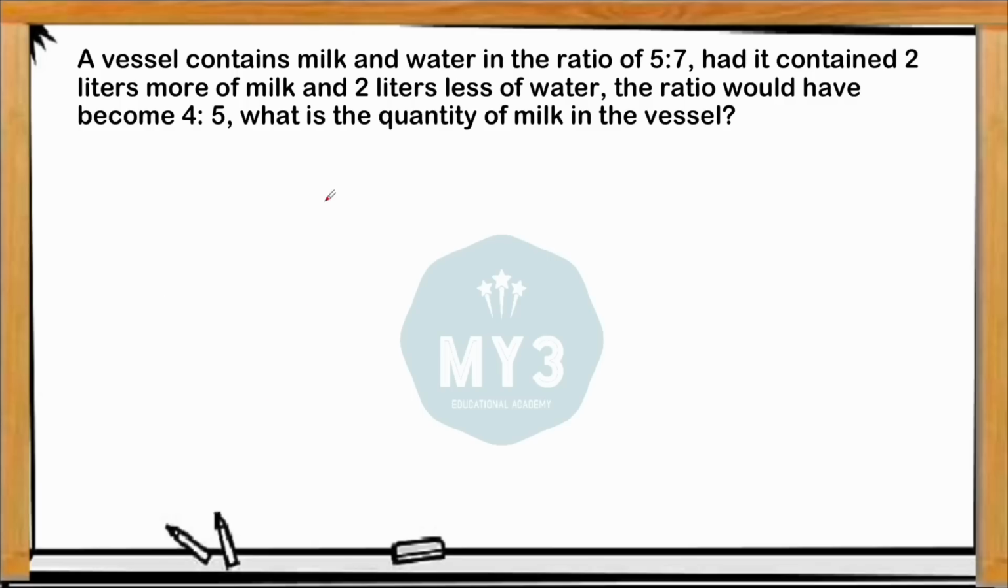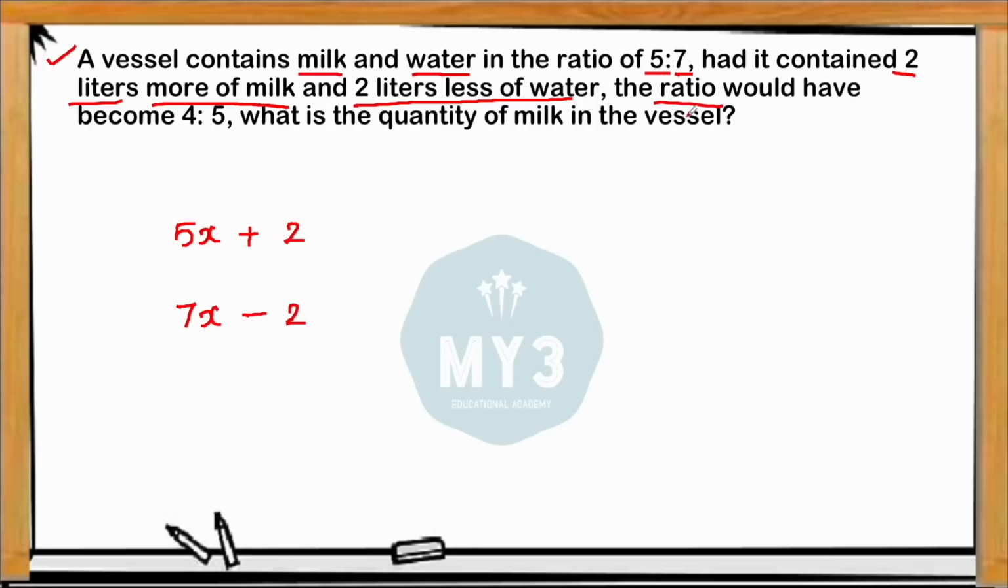So, first observe what is the ratio of milk and water. They have given 5 is to 7. That means milk is 5 parts, I am taking it as 5x. Water is 7 parts, I am taking it as 7x. And as per the data, 2 liters more milk. That means on top of 5x, there are 2 liters extra, and 2 liters less water. So actually water is 7x and from that I am just removing 2 liters of water.